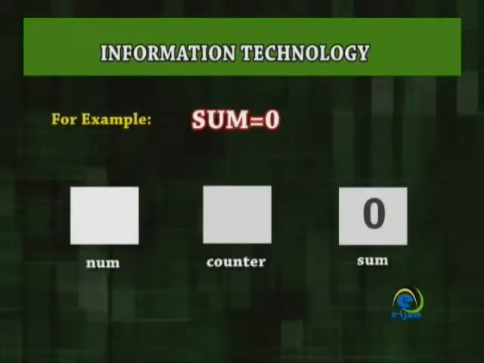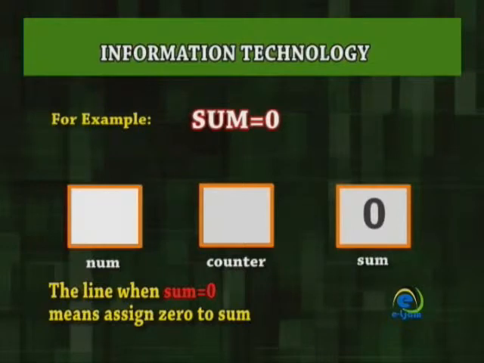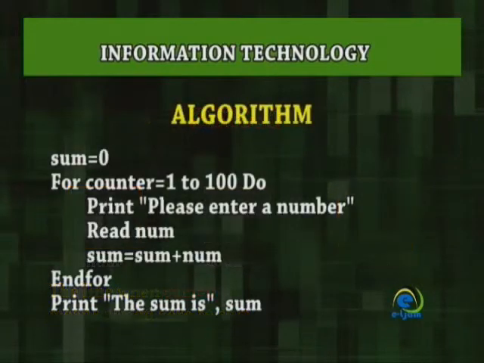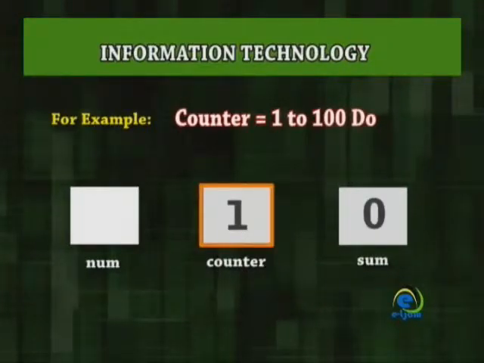For example, sum equals 0. Let's examine the algorithm more closely. All variables represent a memory location, so we have 3 memory locations. The line sum equals 0 means assign 0 to sum. Counter equals 1 to 100 do. The for loop begins by assigning 1 to the counter and will stop when counter exceeds 100. In other words, the loop runs 100 times.